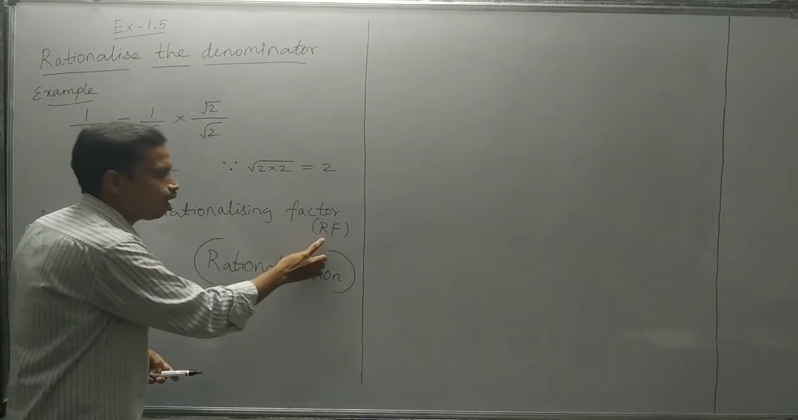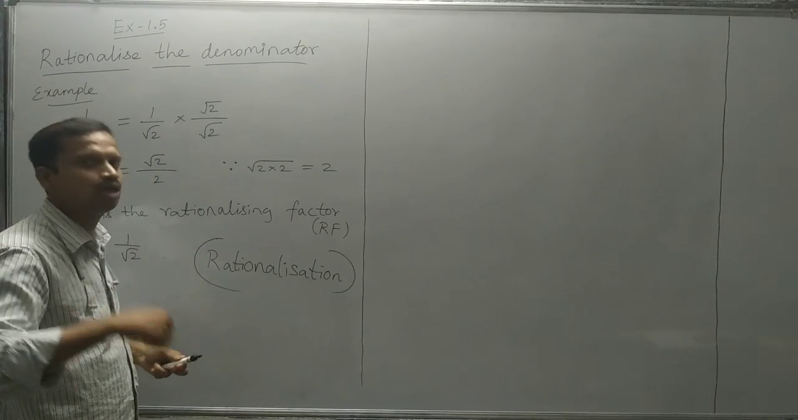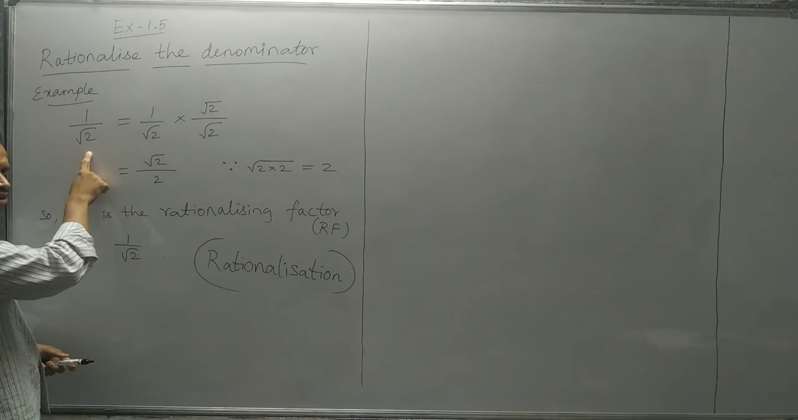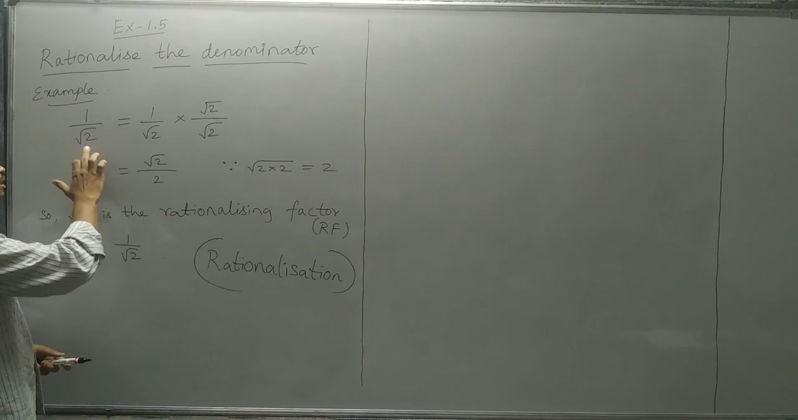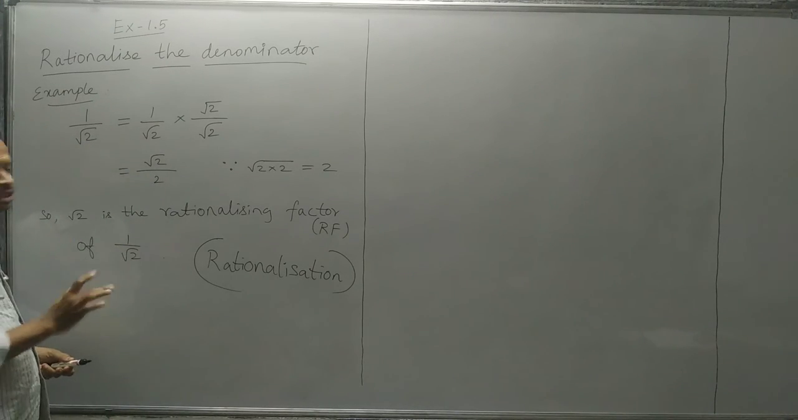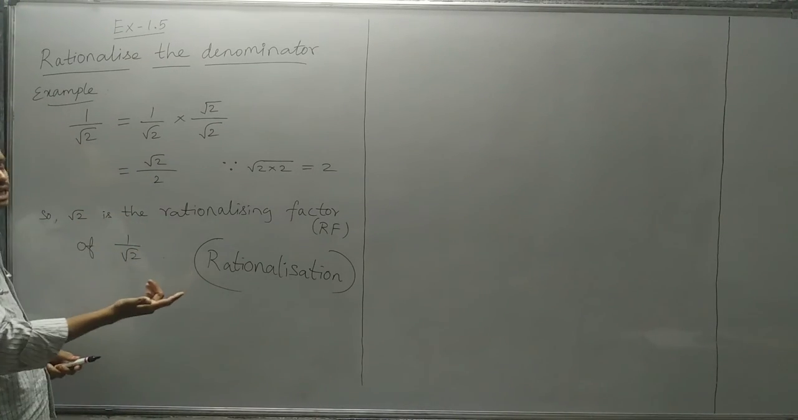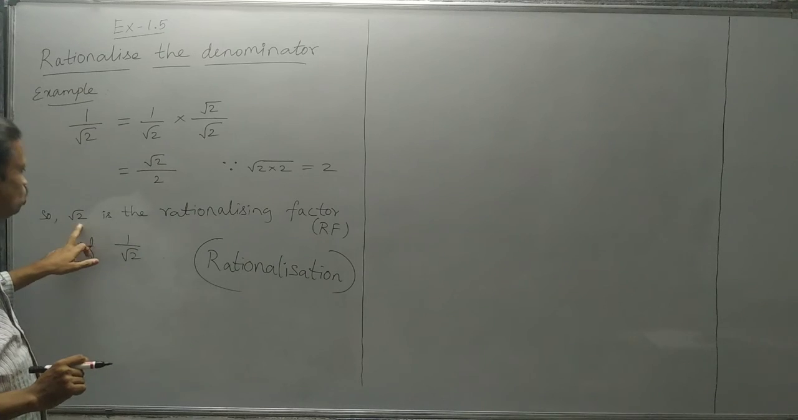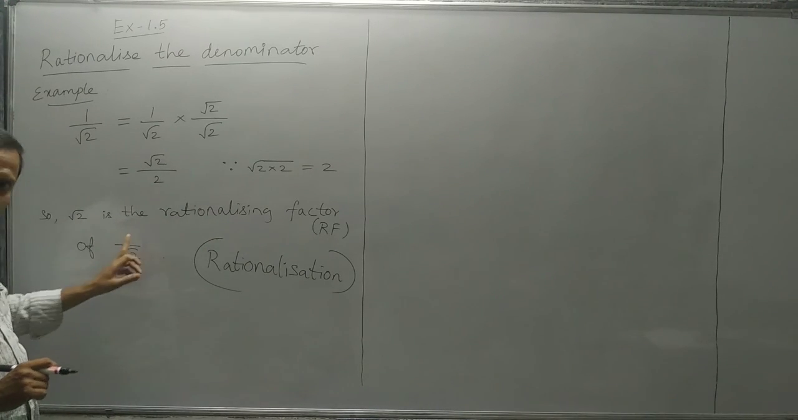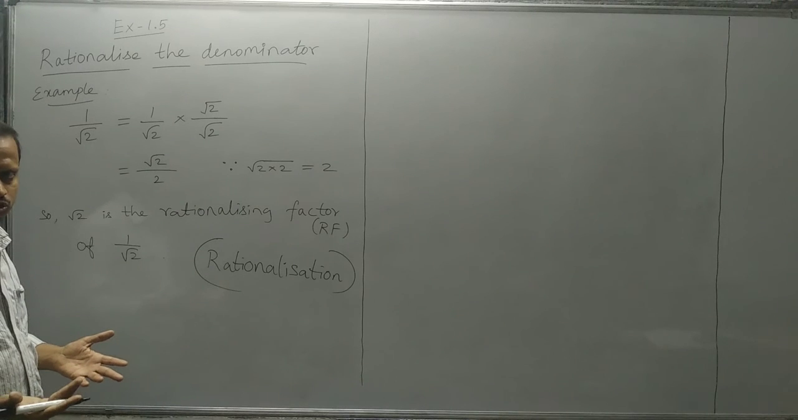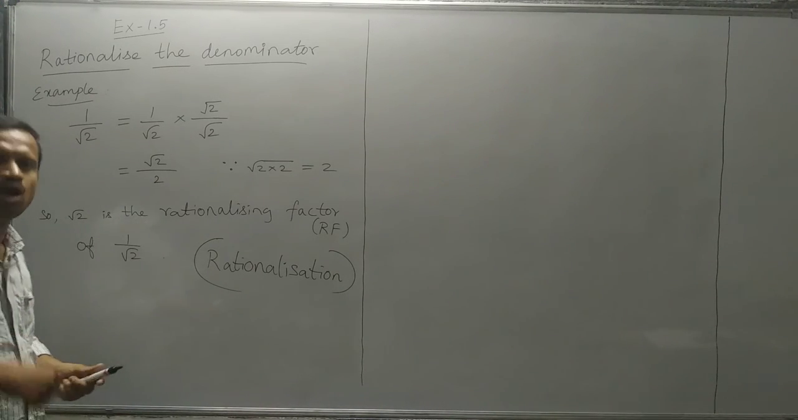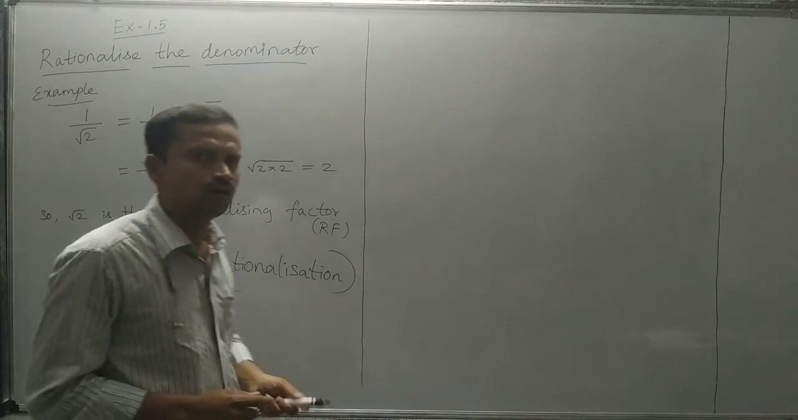We say in short RF, capital R, capital F, rationalizing factor of 1 by root 2. For this 1 by root 2, how can we make the denominator rational? By multiplying root 2 on both numerator and denominator. So we can say root 2 is the rationalizing factor of 1 by root 2. Like that, for different problems, we have to multiply on both numerator and denominator by the corresponding rationalizing factor. Clear? And we will see the exercise.